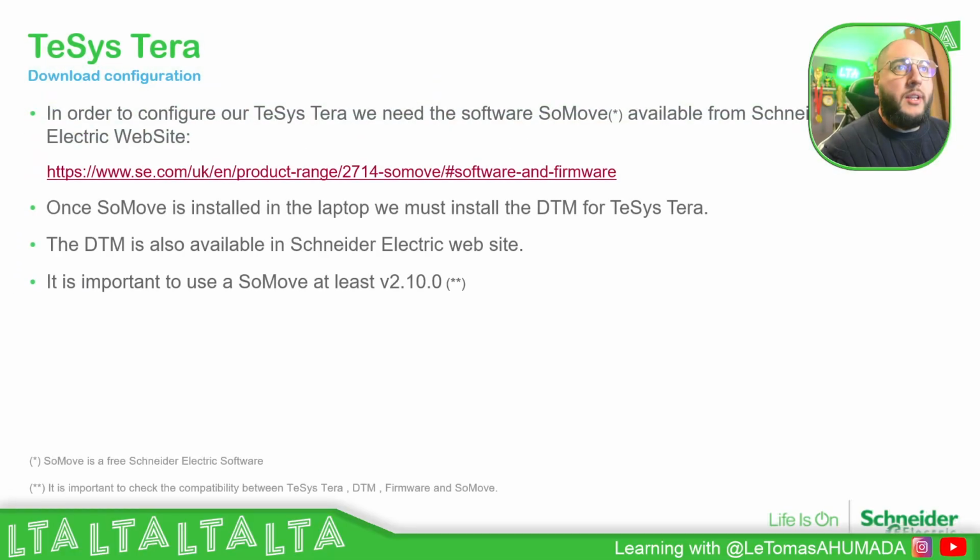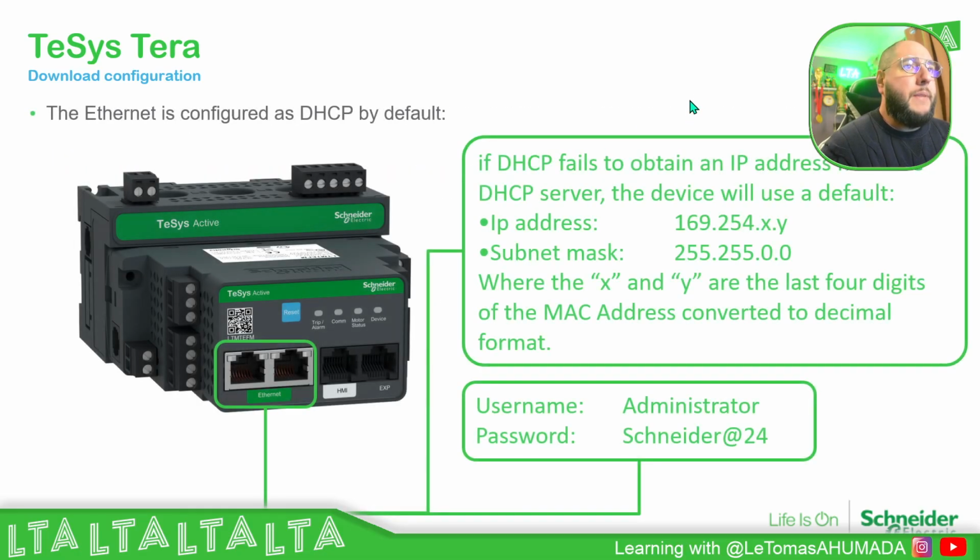Now, in order to make the download, what we need is the Sumo, which is free software that we can download from the Schneider Electric website. And we need the DTM for TeSys Tera. If we don't have the DTM, then we shouldn't be able to connect to the unit to download the configuration. The latest version of Sumo is 10.11, if I'm not wrong. Then the important thing is how we can connect with the unit.